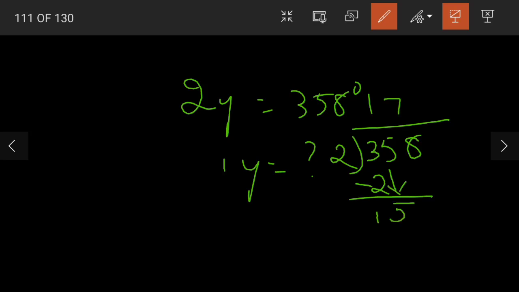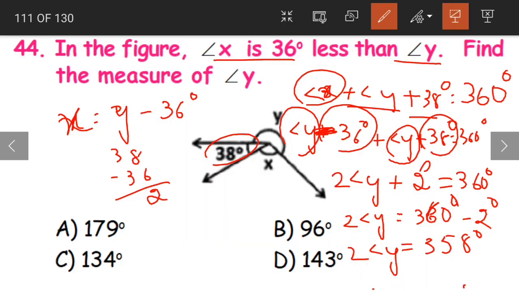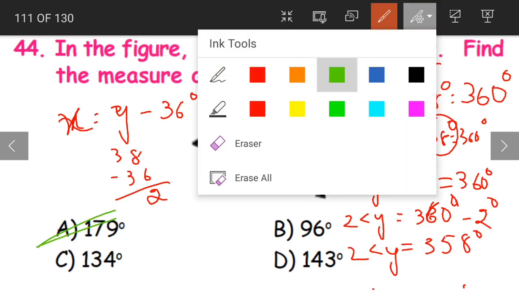5 brought down. 2 sevens are 14. Again 1 remaining. 8 brought down. 2 nines are 18. When we subtract, 0 is our remainder. So what is the quotient? 179 degrees. Yes or no? Angle Y is equal to how much? 179 degrees. That is our option A.